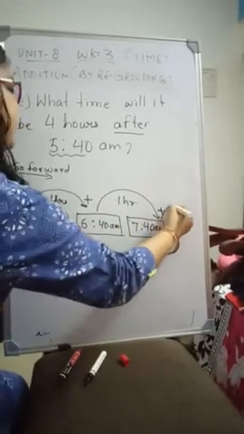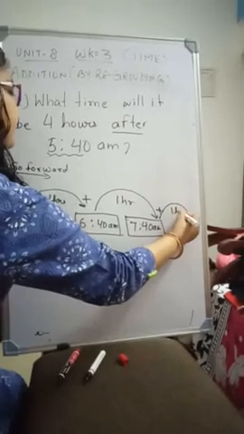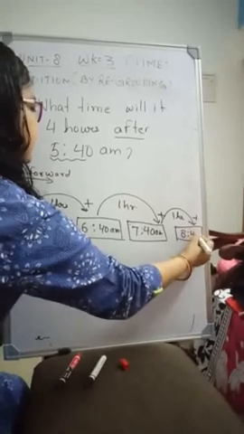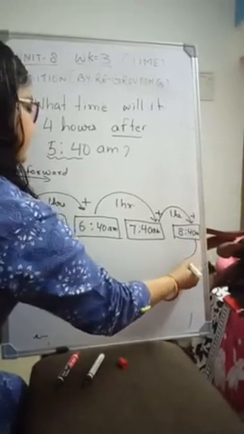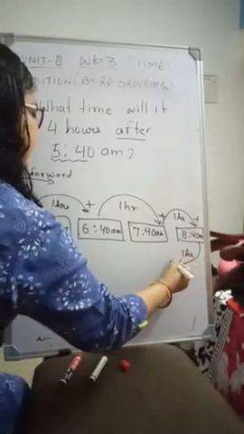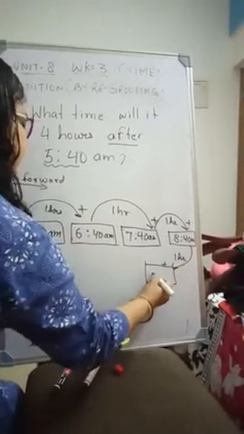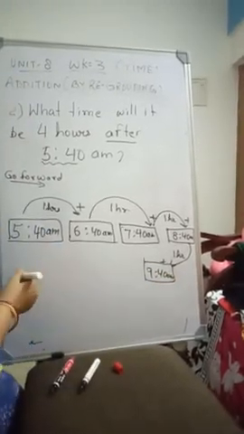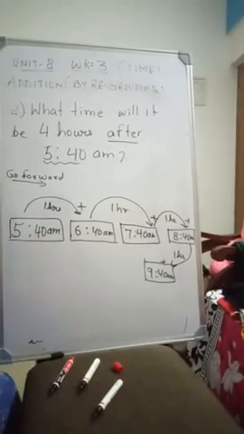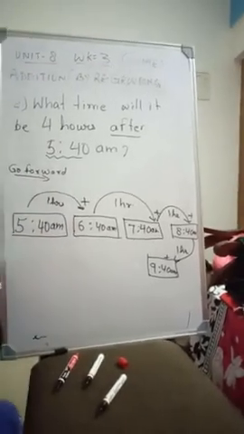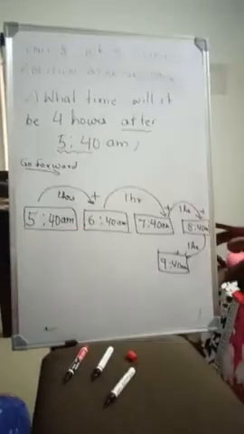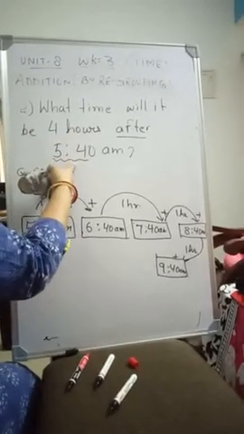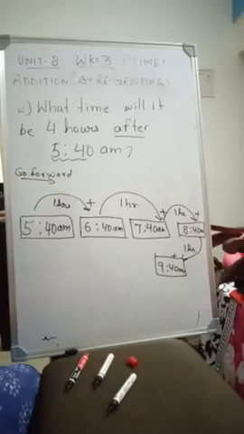Now here again I am taking a 1 hour jump and then do addition. It will become 8:40 a.m. Again I will take a 1 hour jump, add it, it will become 9:40 a.m. Right? So what we have to do in order to get the time, we add. In order to get the time, we add 4 hours with 5 hours 40 minutes.